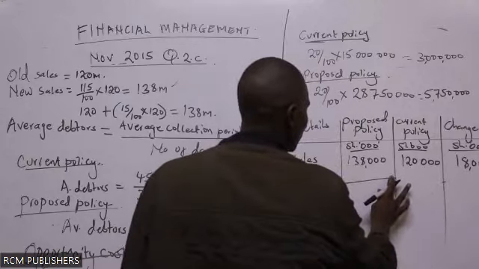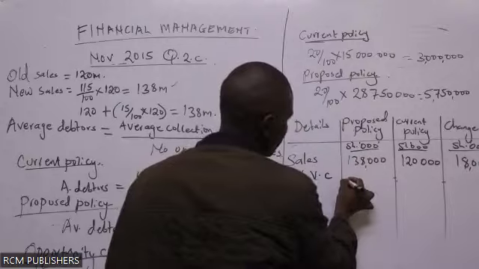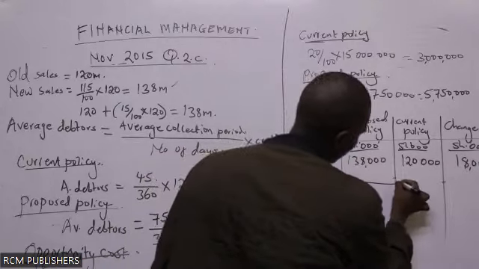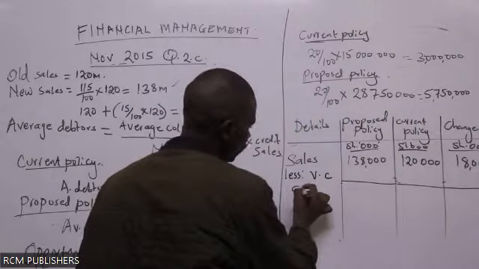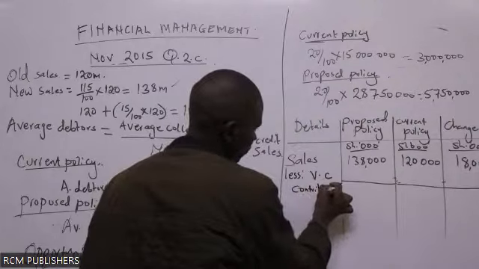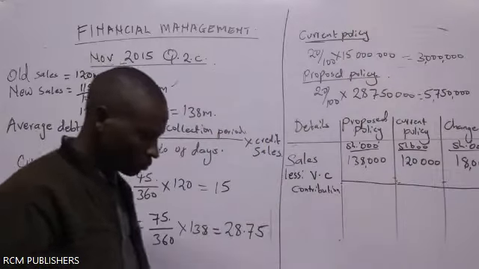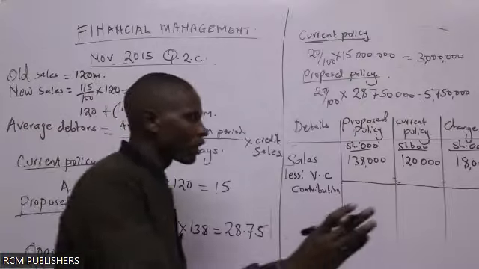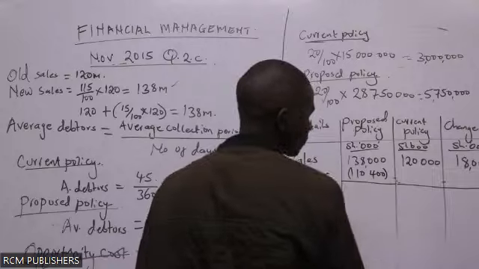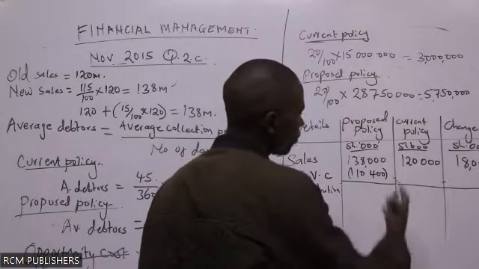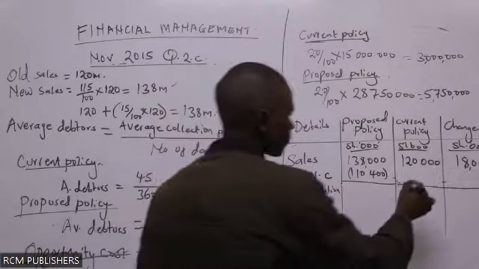Here ya kwanza, 80% of 138 itakuwa ngapi? 80%. Then this will be my contribution. Patia hiyo. 110,400. Thank you. Write that. Hii huwa tunatoa. Thank you very much. What about for the current policy? Current policy 96,000.